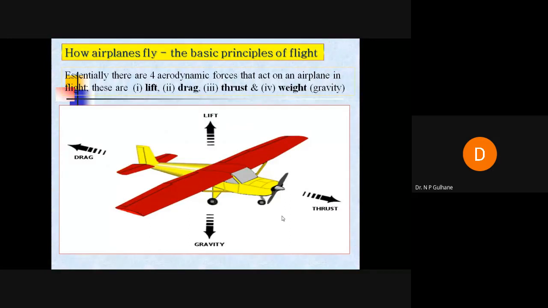So let us start to study how this airplane flies. What are the basic principles of flight? Essentially, there are four types of aerodynamic forces that act on the aeroplane. This is the complete aeroplane. These are the wings and this is the complete body along with the cockpit. So we have four types of forces. One is lift, another is drag, third is thrust, and fourth is weight due to gravity, due to the entire passenger weight and the entire structure of this aeroplane.